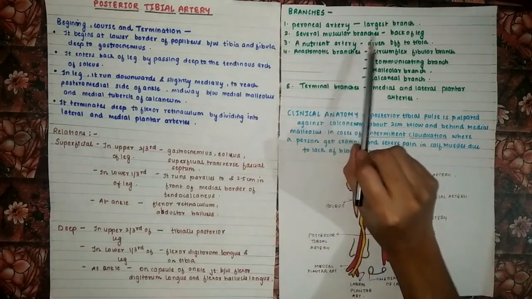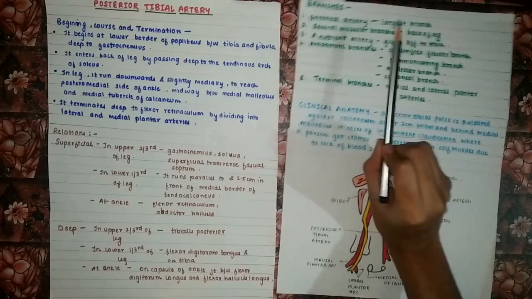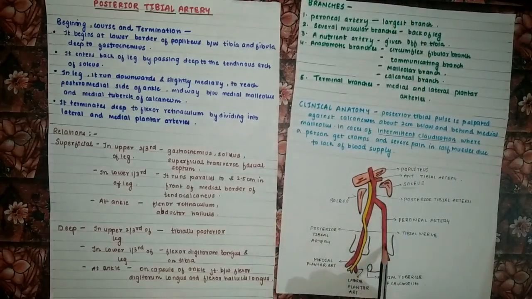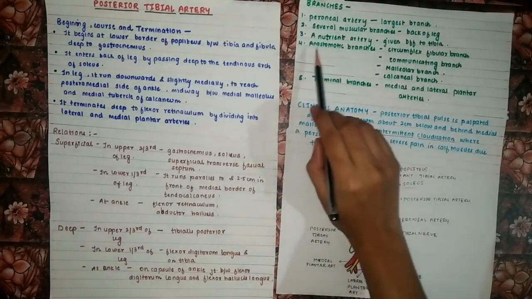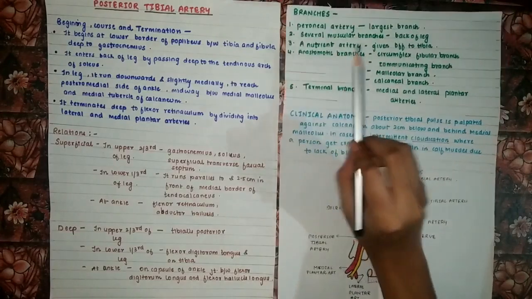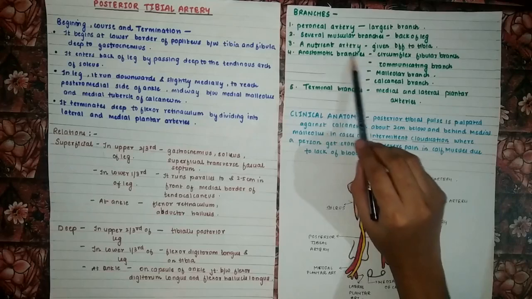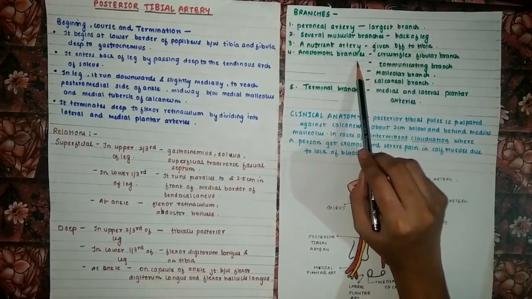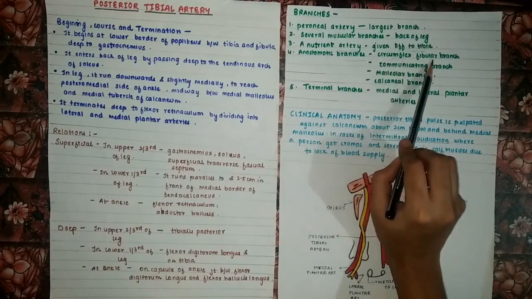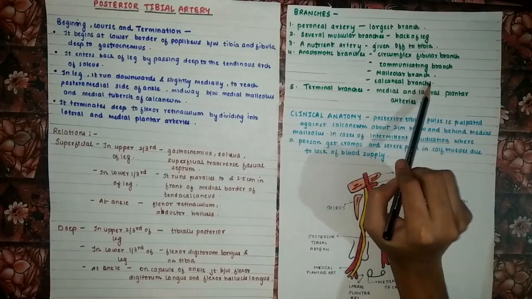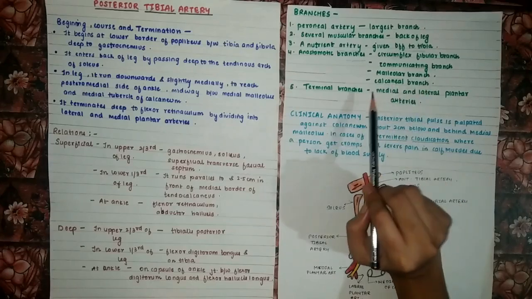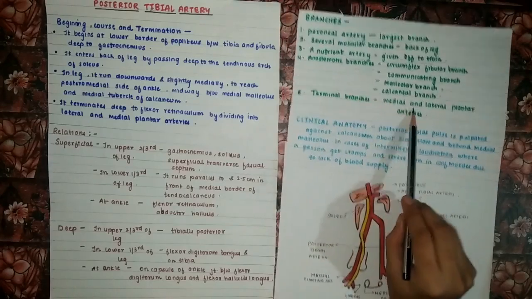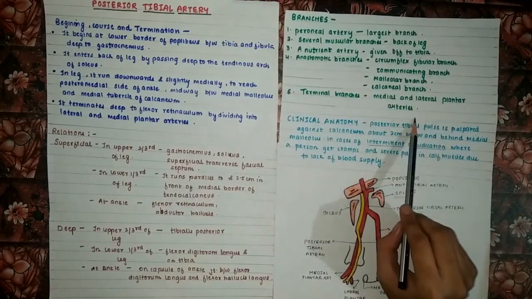Branches: it has the peroneal artery, which is the largest branch. It has several muscular branches at the back of the leg, a nutrient artery which is given off to the tibia, anastomosing branches like circumflex fibular branch, communicating branch, malleolar branch, calcaneal branch, and terminal branches, medial and lateral plantar arteries.